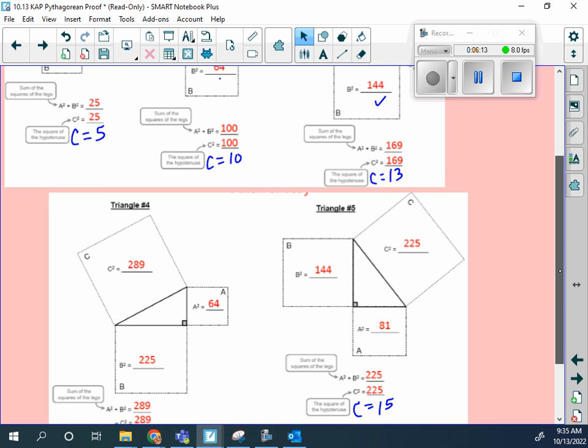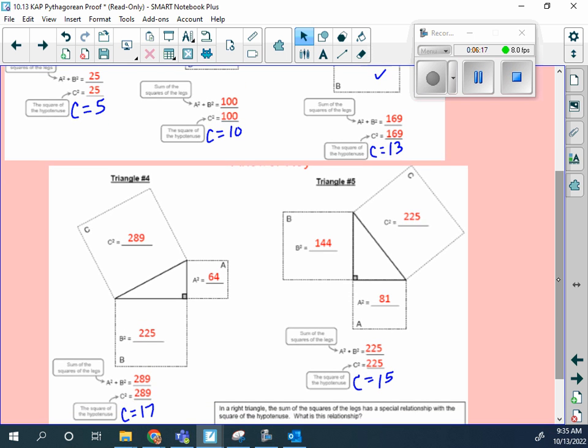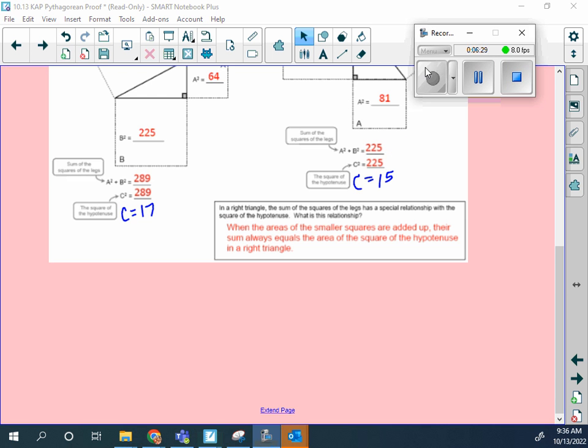Okay? And then on the bottom right, we'll cover that up so that we're not looking at it. I want you to fill this in, okay? It says in a right triangle, the sum of the squares of the legs has a special relationship with the square of the hypotenuse. What is that relationship? So basically, you're writing what you basically learned. It says when the areas of the smaller squares are added up, their sum always equals the area of the square of the hypotenuse on the right triangle. Something like that. Okay?